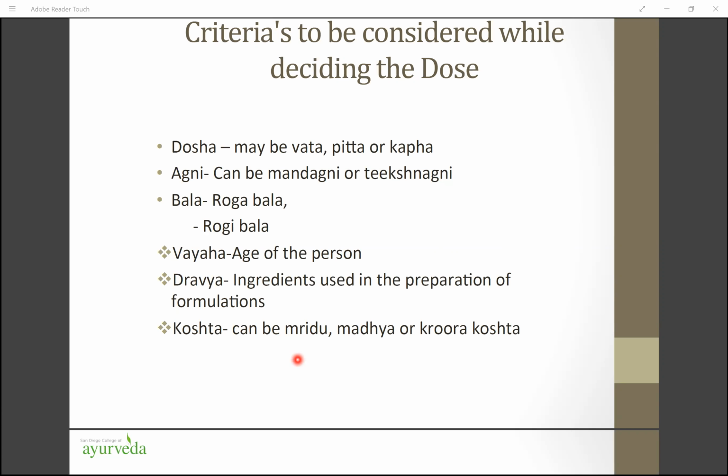Similarly, if you give a person who has Krura Koshtam a very mild medicine with very mild potency, and you give a very, very minimum dosage, they're going to come back to you and tell you nothing happened. I've been having the medicine and there's absolutely nothing that's happened. So you need to examine the koshtam and then accordingly prescribe the medicine, the ingredients and the dosage according to the koshta that the person has.